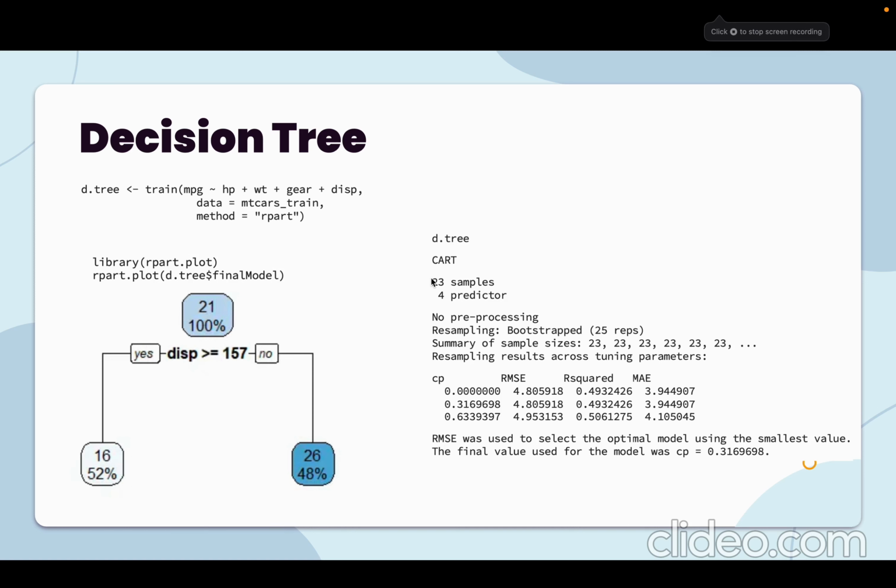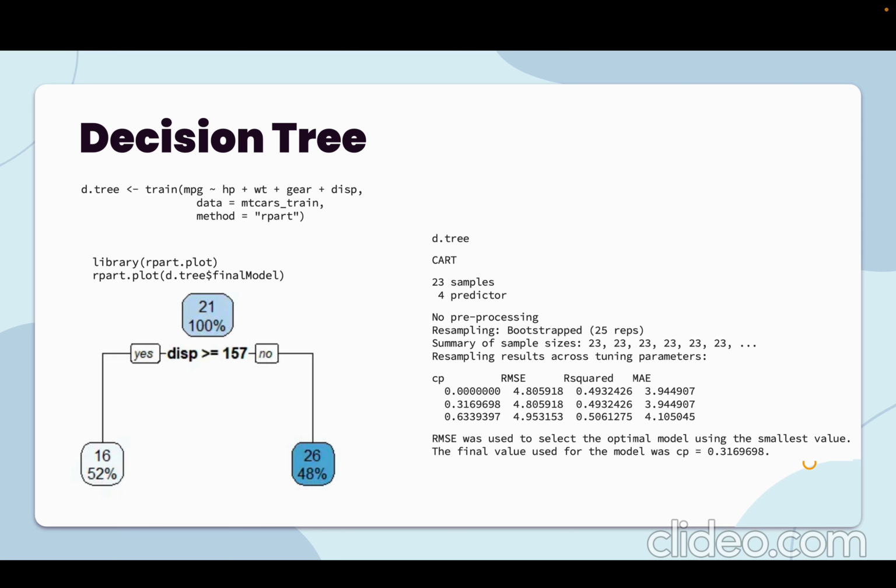For the decision tree onto our mtcars dataset, we'll pass the method as rpart. The major difference between rpart in R versus the one in Caret is that Caret does some custom hyperparameter tuning by default. If you check the results that we get here, we are trying different values of the cp parameter. We start at 0.0, 0.3 and 0.63. It evaluates the R squared value and other parameters and then chooses the final value as 0.316. So this is some custom hyperparameter tuning which is done by default.